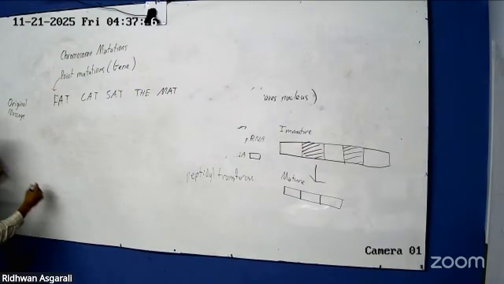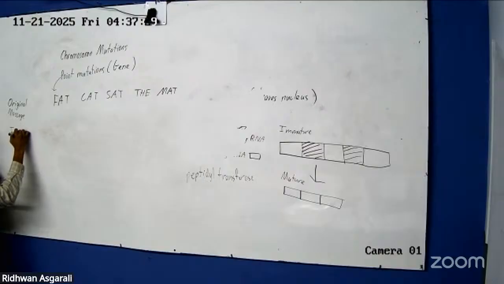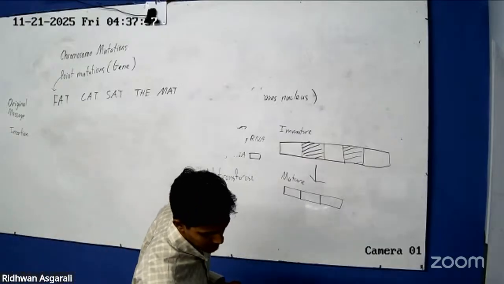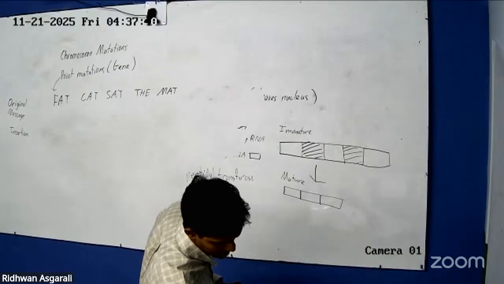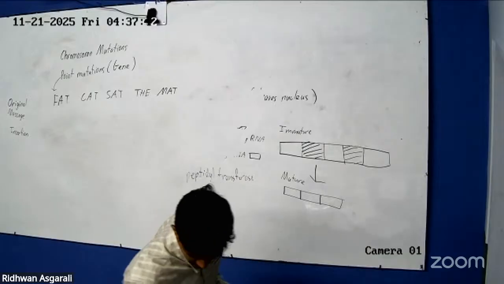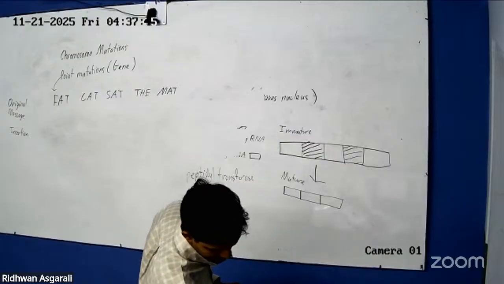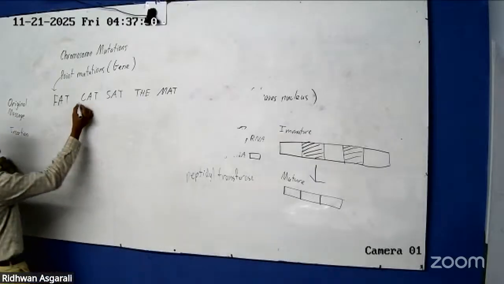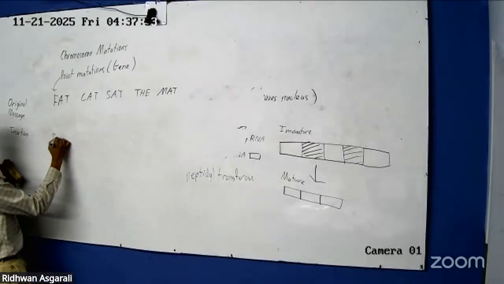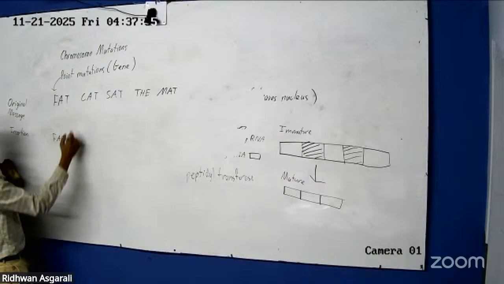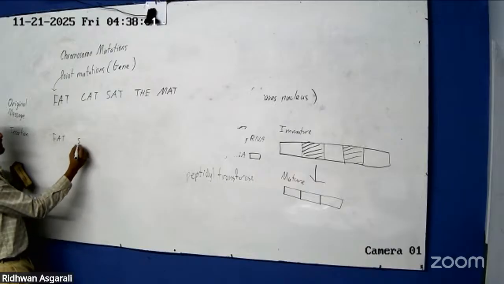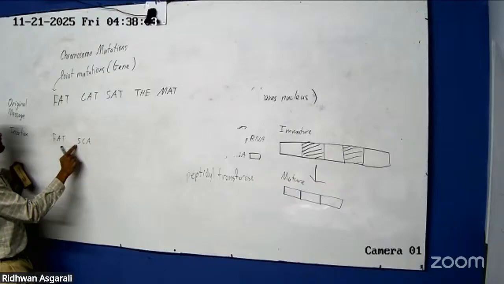So let's say we have an insertion. We have an insertion at this point here. The word "fat" remains the same, but instead of starting with the C, we have an insertion of S. So this becomes SCA. We inserted the S in front of the C.